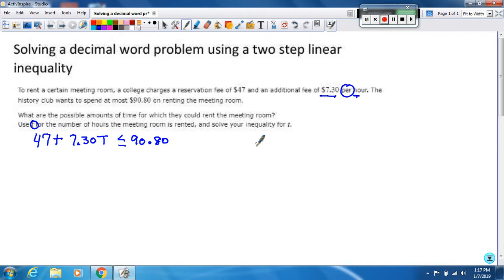Okay, so the first thing you want to do in solving this inequality is go ahead and make everything have the same amount of decimals. So this 47, I'm going to write it as $47.00, so that way everything will have the same amount of decimals.